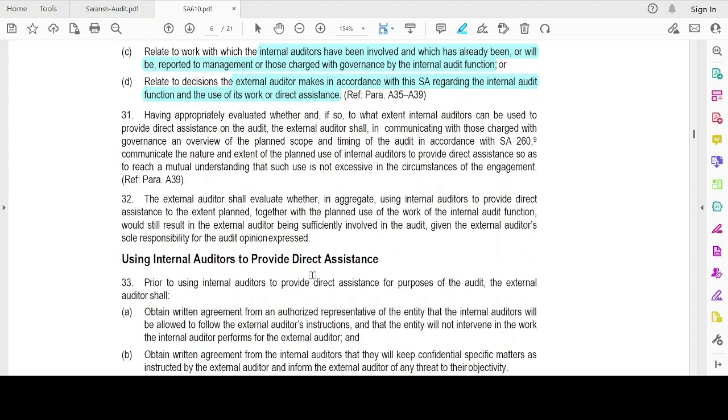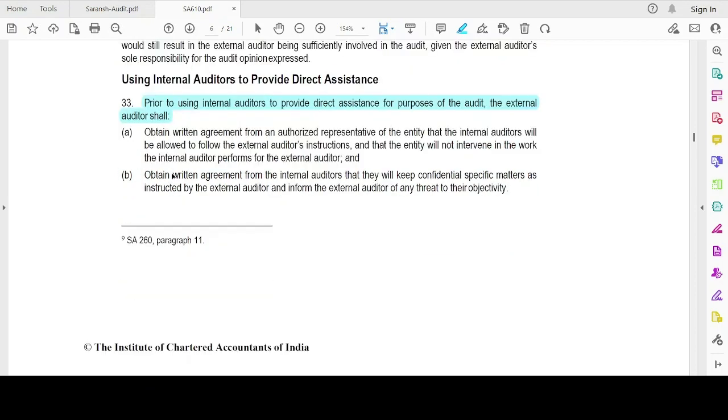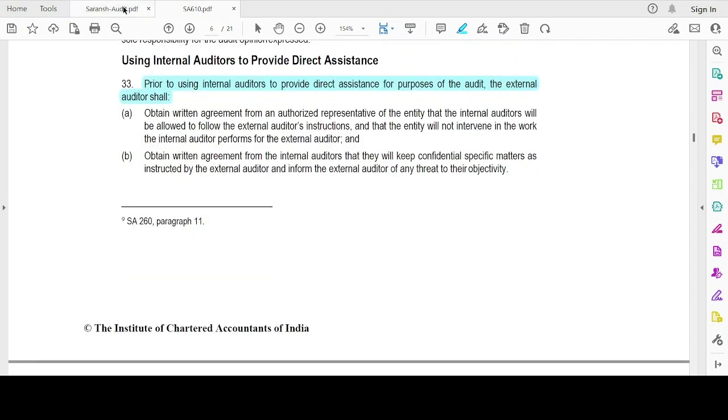Okay, now, to use internal auditors to provide direct assistance for the purpose of the audit, the external auditor shall obtain a written agreement. Okay, let's see here.